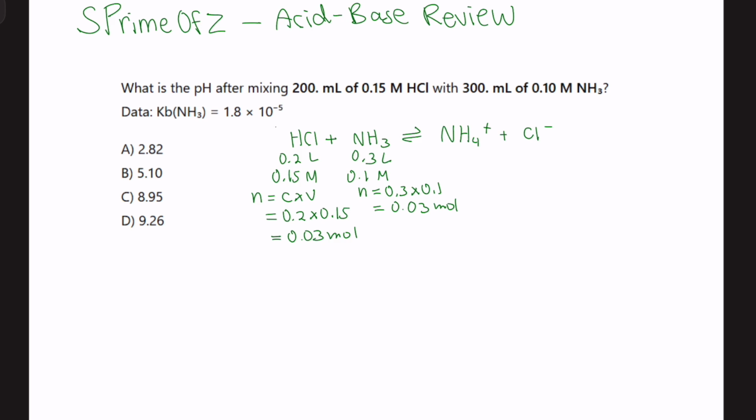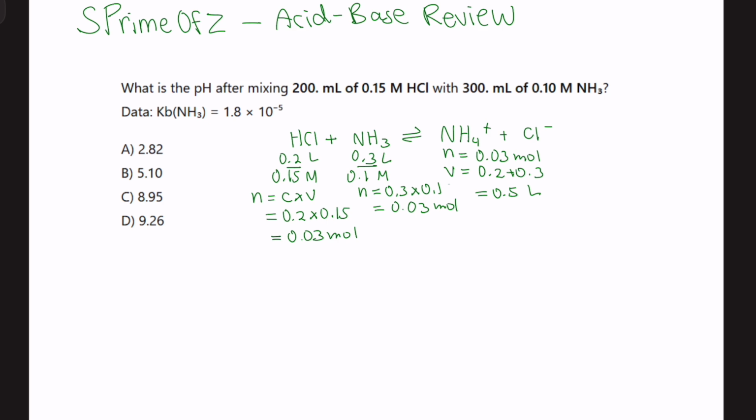And because all of my coefficients are 1, I know that the moles of ammonium are also going to be 0.03 moles. If you had a different number of moles, you would just use whatever the limiting reagent was, so the smallest amount of moles. Now I also know the volume because I had 0.2 and 0.3 liters. So now my volume of NH4+ is just going to be 0.2 plus 0.3, which is 0.5 liters.